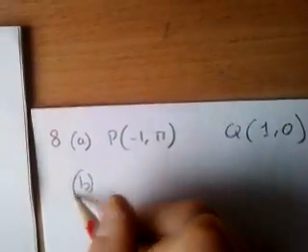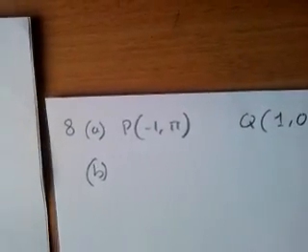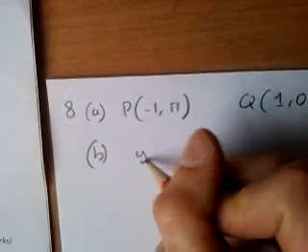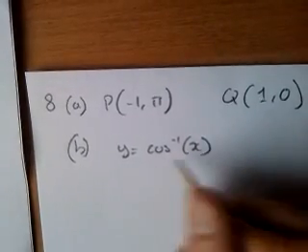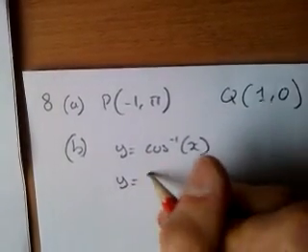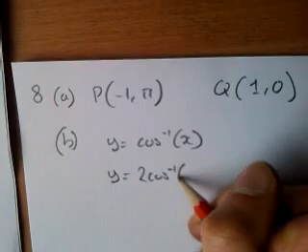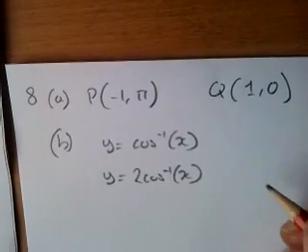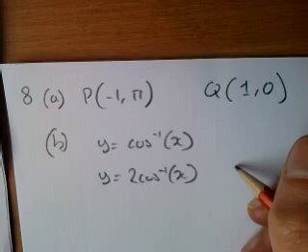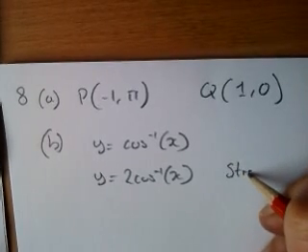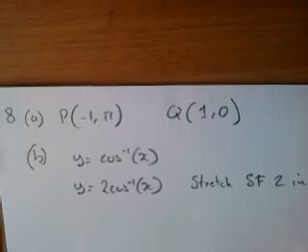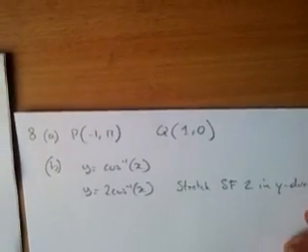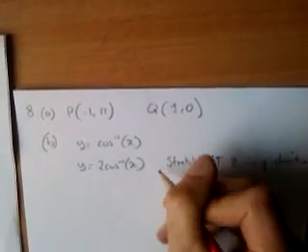Part B, describe the sequence of geometric transformations that map y equals inverse cos x onto our required function. So we do it step by step. y equals 2 inverse cos of x would be a stretch scale factor 2 in the y direction. That'll be our first transformation.